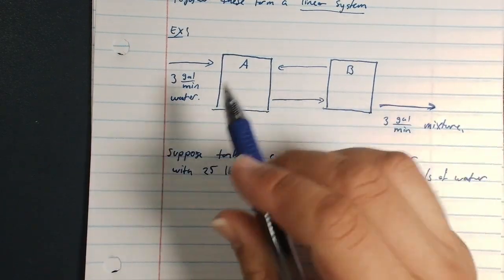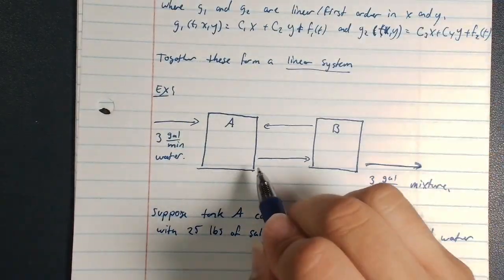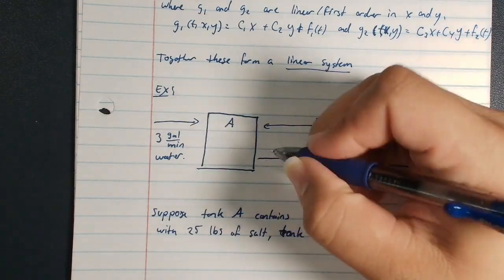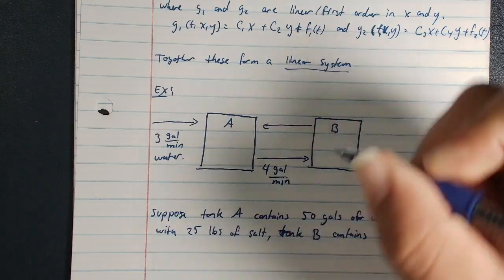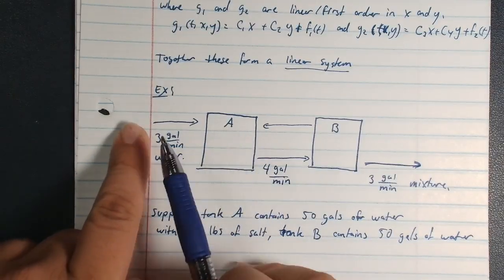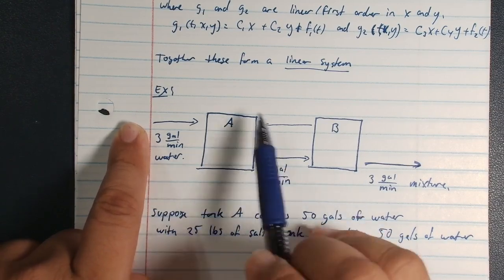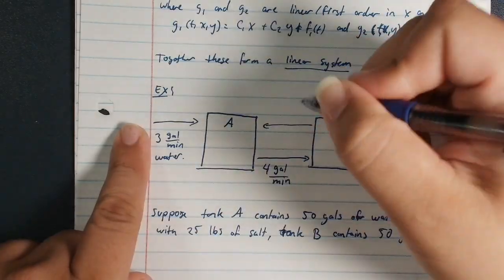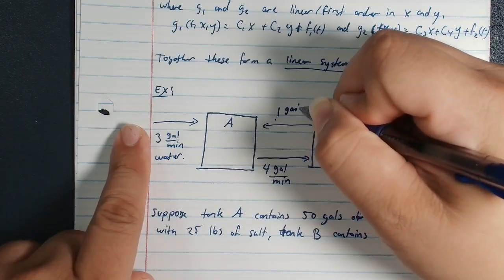The rate of the liquid circulating between these two: you're going to pump out 4 gallons per minute from A to B. You say, well, tank A is going to empty out, right? You're pumping in 3 gallons every minute, but you're losing 4. So eventually it'll just drain, right? Well, no, because tank B is going to pump back 1 gallon per minute.